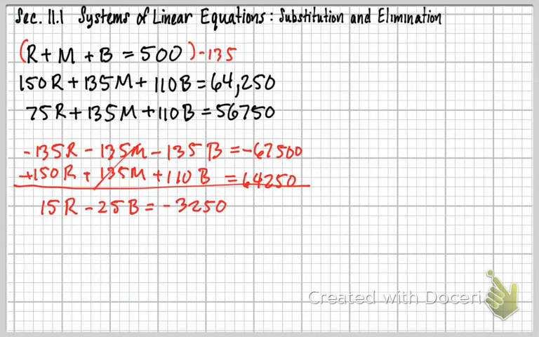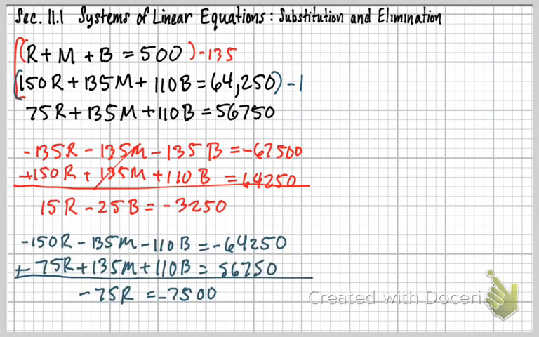Now what I'm going to do is do the second two, because remember, the first one I did, the first two, to get that 15R minus 25B equals negative 3250. Now I'm going to do the second and the third one. Okay. And I'm going to have to multiply only the top by a negative 1, so I can get away with that. And that's going to make my M's opposites. Okay, so I'm going to go through with that.